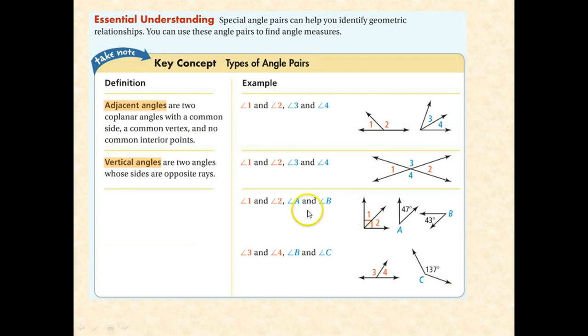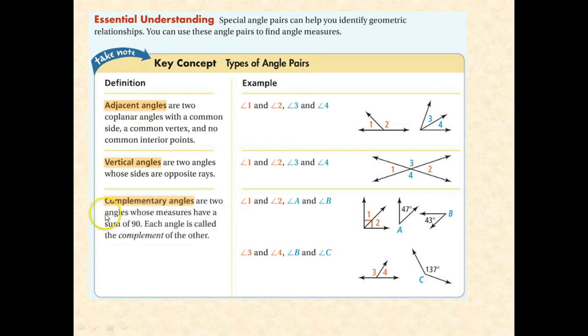Let's see. Angle 1 and angle 2. Angle A and angle B. How are these angle pairs related? No, they're not cousins. They're complementary angles. Complementary angles are angles whose measures add up to 90. Each angle is called the complement of the other. So angle 1 is the complement of angle 2 because they add up to 90 degrees. Angle A is the complement of angle B because, yes, they add up to 90 degrees.